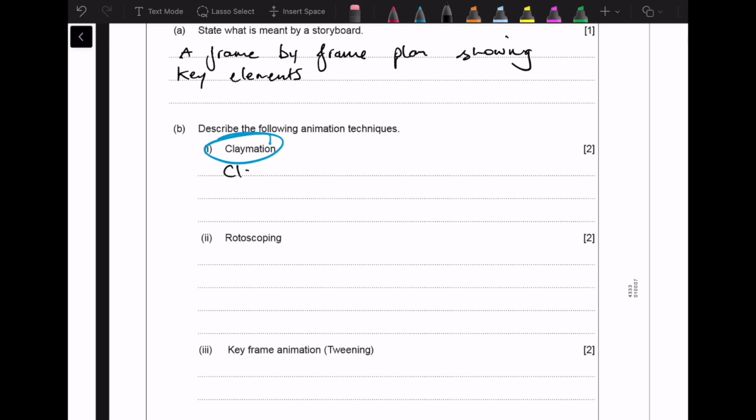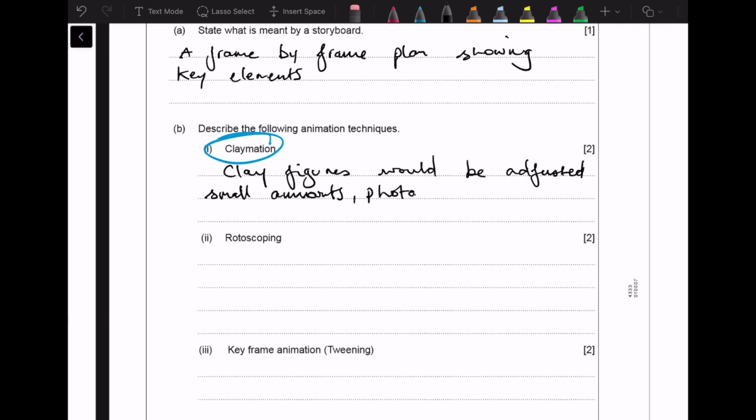So clay figures would be adjusted small amounts, photos would be taken and placed together as a video.